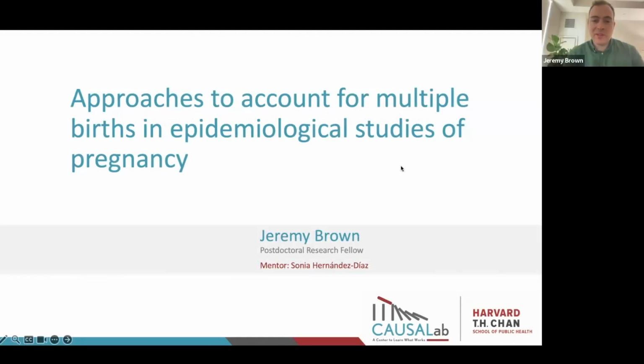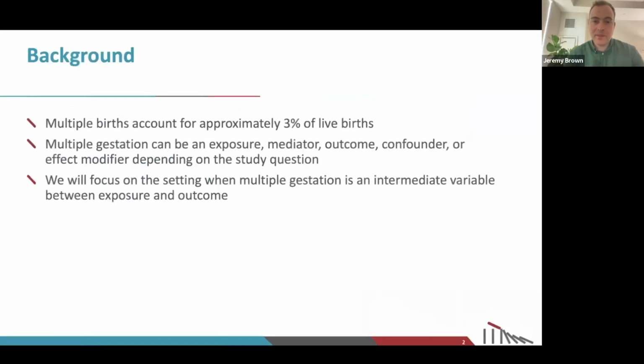I'm going to be talking about approaches to account for multiple births in epidemiological studies of pregnancy. Multiple births account for approximately 3% of live births. These are twin pregnancies, but a smaller percentage are higher order multiple births. And multiple gestation itself can be an exposure, a mediator, an outcome, a confounder. So it can play different roles depending upon the particular study question.